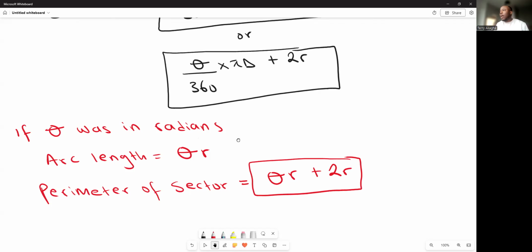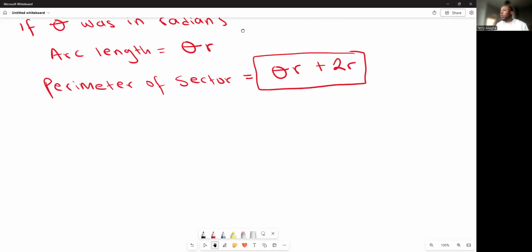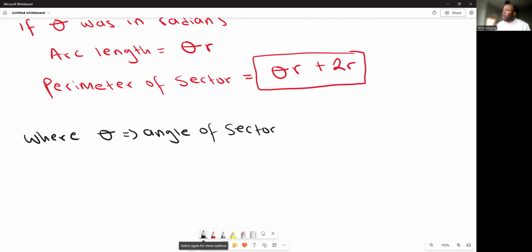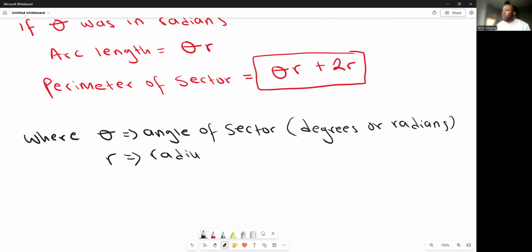Basically, I've talked about all this before, so we know what each of these represents. Theta is the angle, the angle of the sector, and it can be either in degrees or radians. When I talk about r, I'm referring to the radius of the circle. And when I say d in this formula, I'm referring to the diameter.